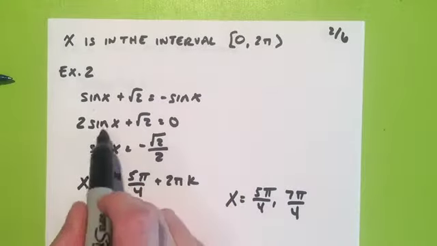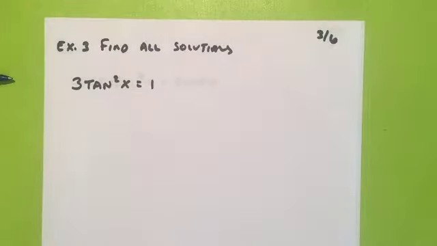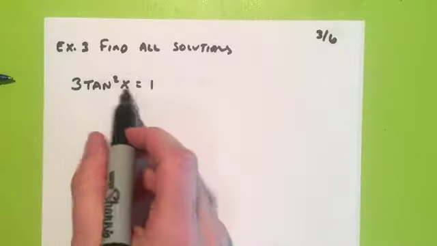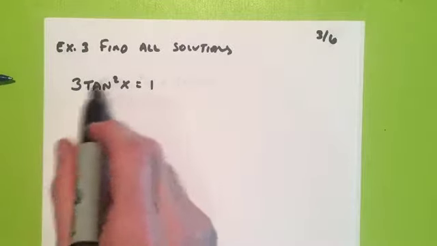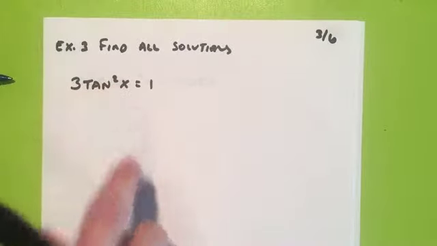Strategy: isolate the trig function. We know what we have. Number 3. Uh-oh, we've got 3 tan squared. Well, forget about the square. We know how to do this. If this is x squared, we'd end up taking the square root.